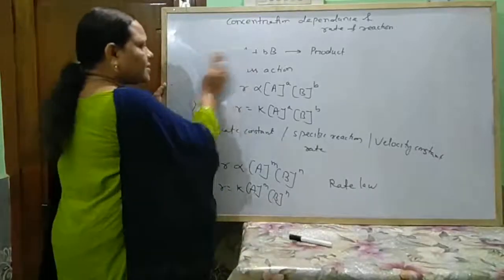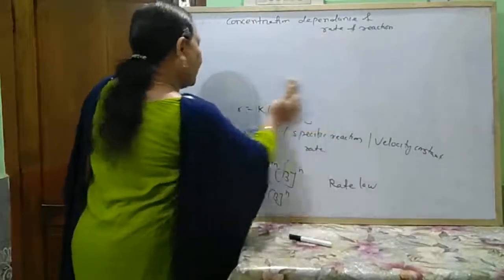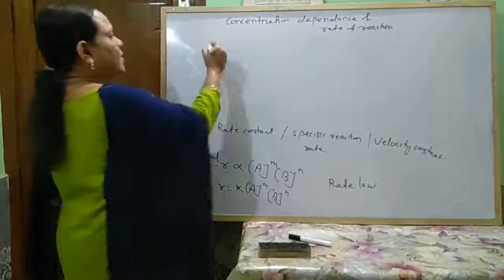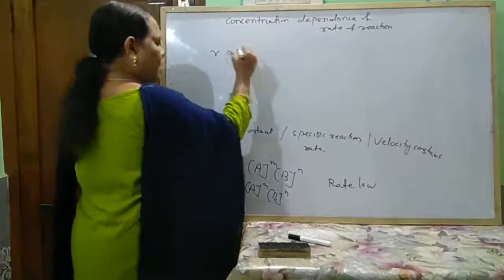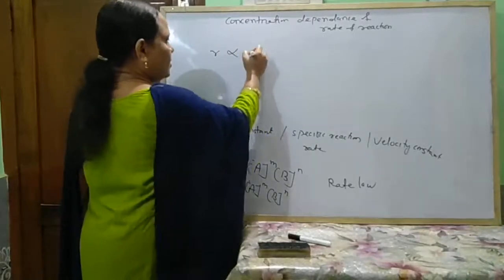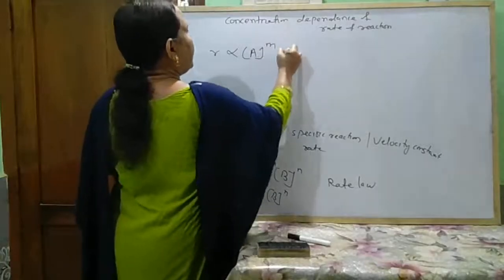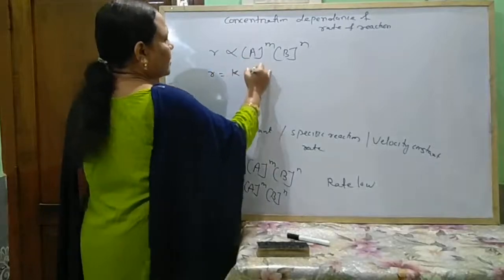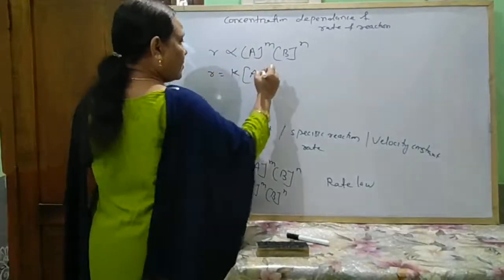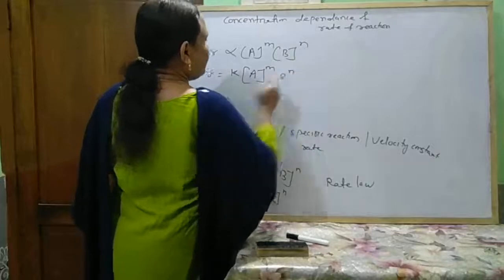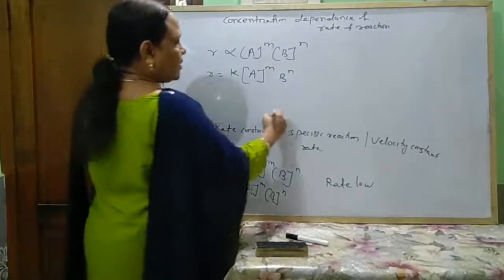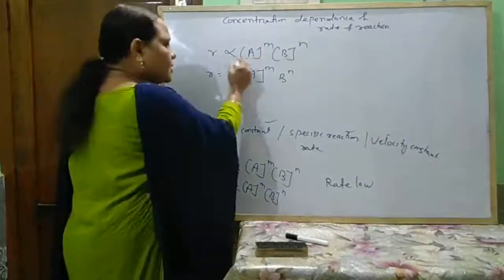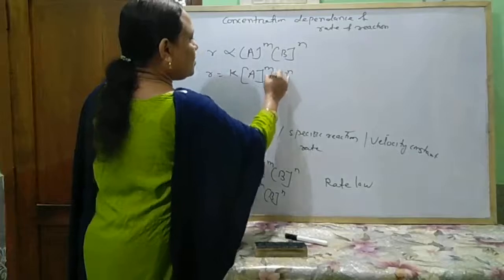And next, what is this K? Suppose I consider the rate law. In the rate law, R is proportional to A to the power m and B to the power n, or R equals some constant k times A to the power m and B to the power n, where k is called the rate constant, specific reaction rate, or velocity constant. Then what is the value of this k?